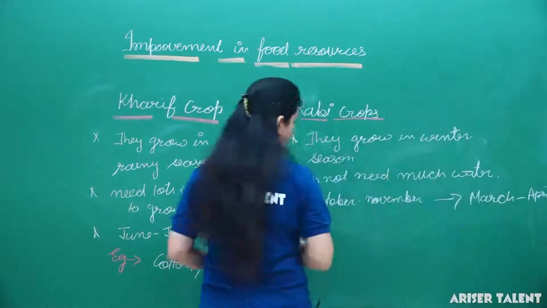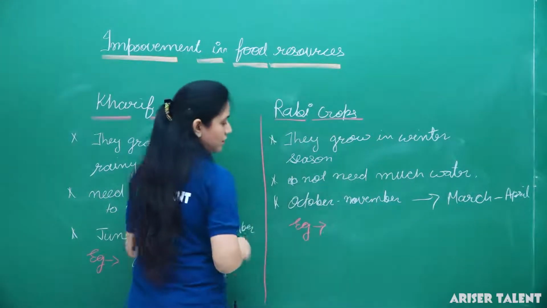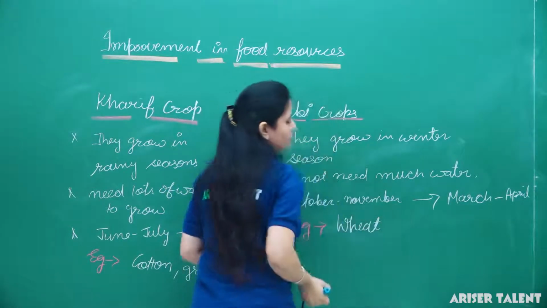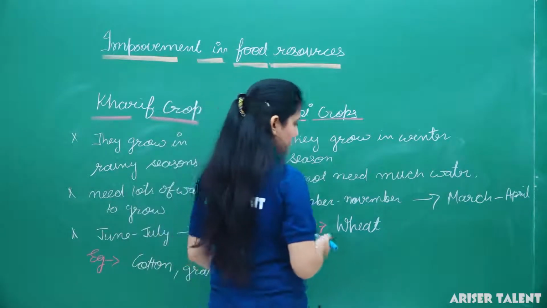Okay, and what are the examples of Rabi crops? Wheat. Okay, if we talk about wheat, then it is grown in the winter season.